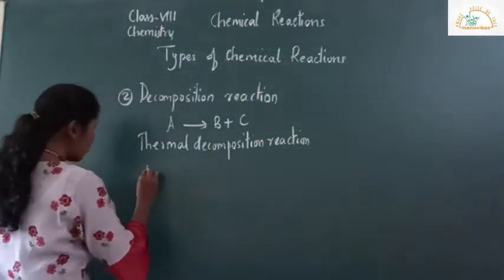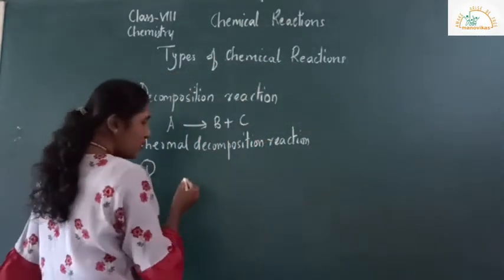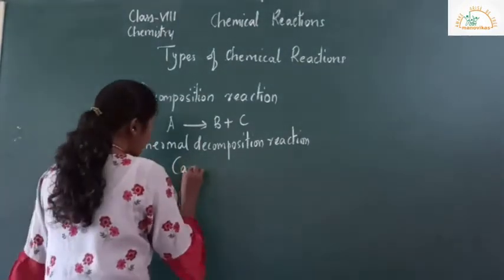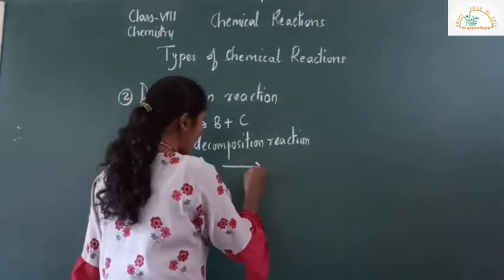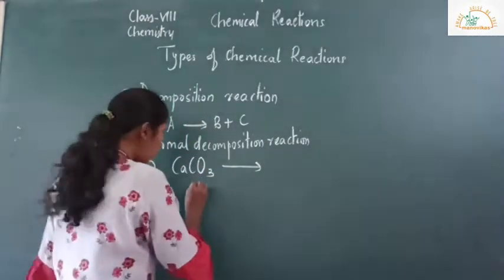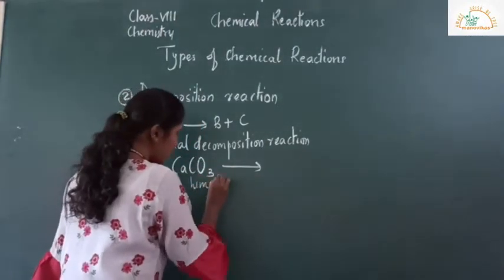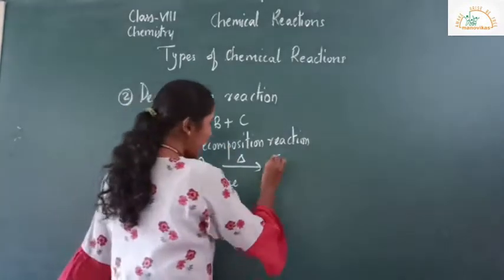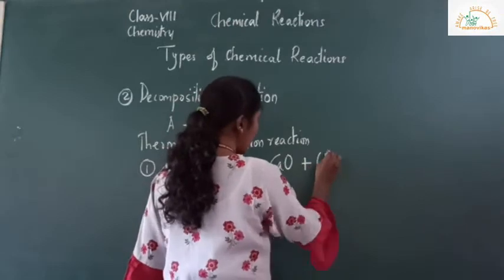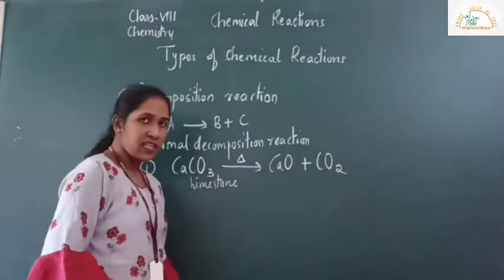So the first one we have is the calcium carbonate. That is decomposition of calcium carbonate. So when calcium carbonate, which is also called as limestone, is heated, what we get is calcium oxide plus carbon dioxide.